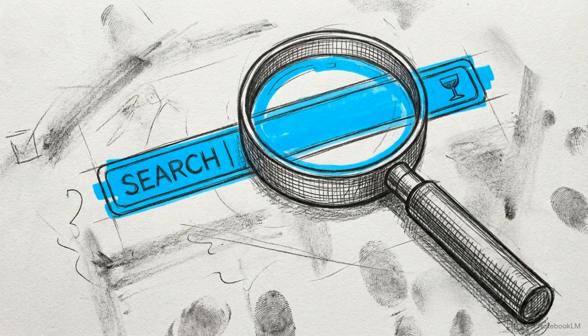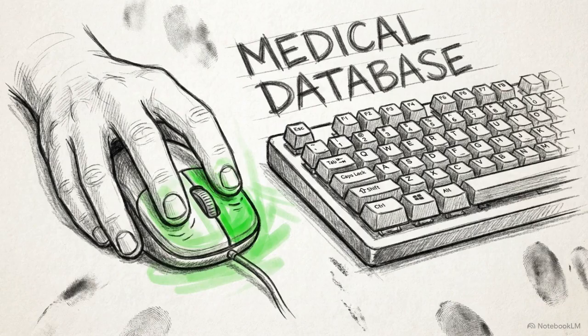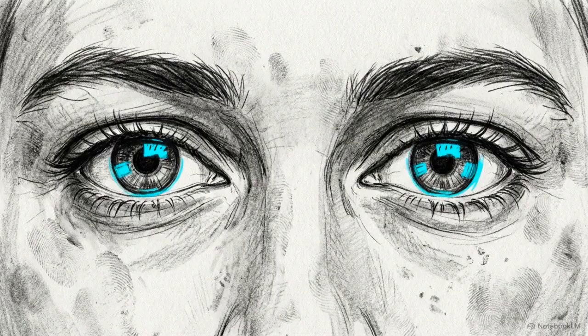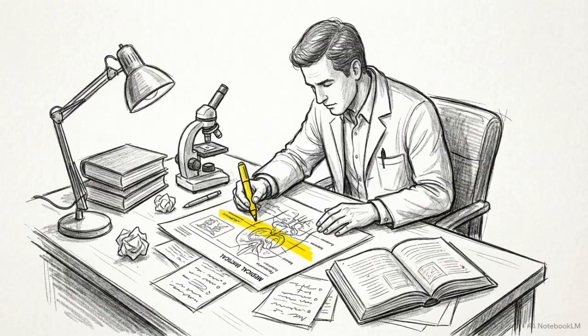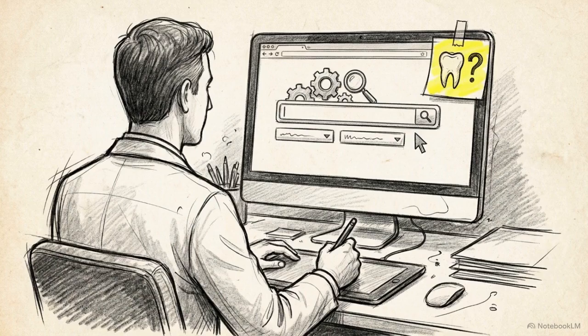To find this high-level evidence, you will want to look in the 3 primary databases. First is PubMed, the Cochrane Library, and Google Scholar. Knowing exactly where a study sits on this pyramid tells you exactly how much trust you can place in its findings. Let's try searching for a real clinical question.